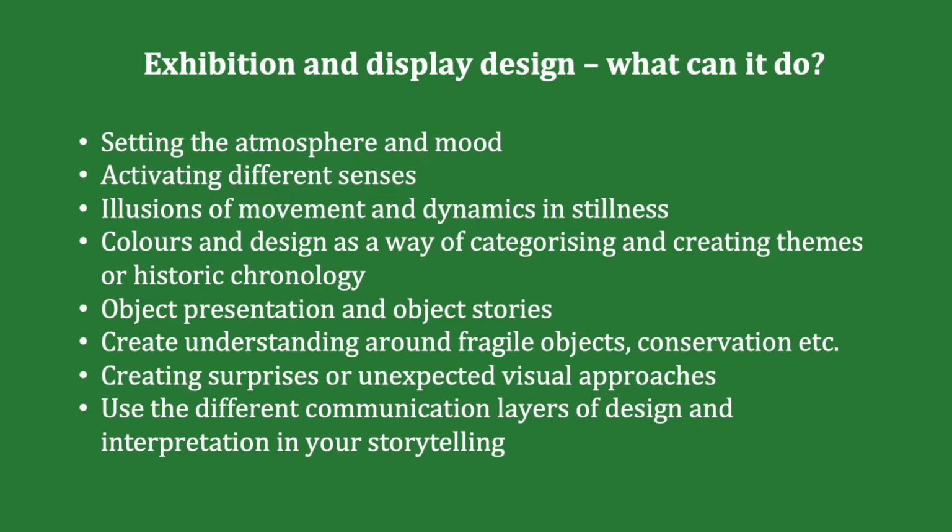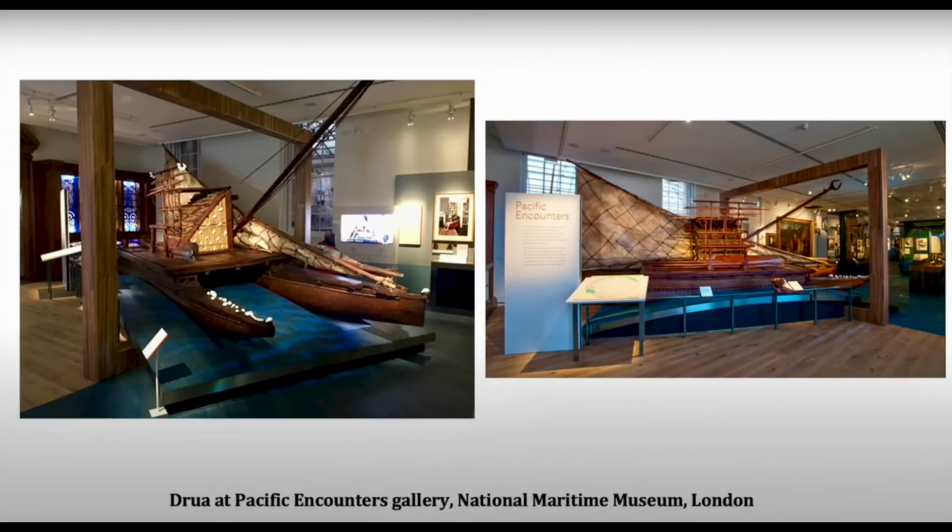Here are a couple of examples as well. One from the Pacific Gallery at the National Maritime Museum of a Pacific canoe, or a drua as they're called. And as you can see there, it's on a little bit of a plinth, this blue plinth indicating a wave, as if the canoe was on water. And you can even see the bottom there is a little bit hidden by the plinth, as if to indicate that it's in the water. And that's a way of creating some movement.